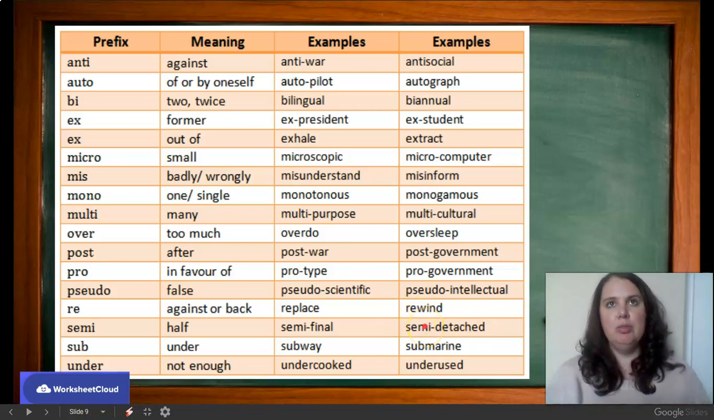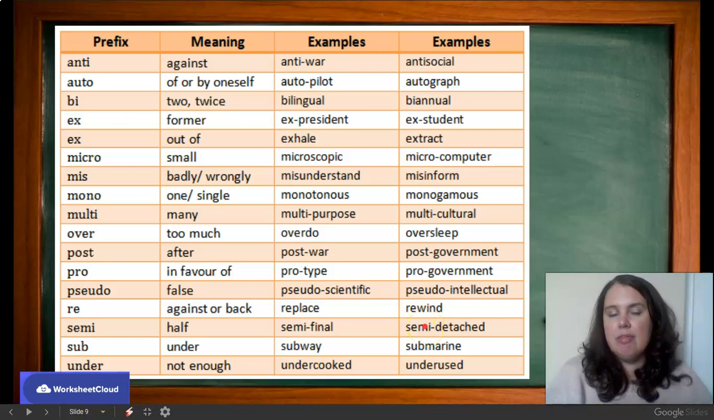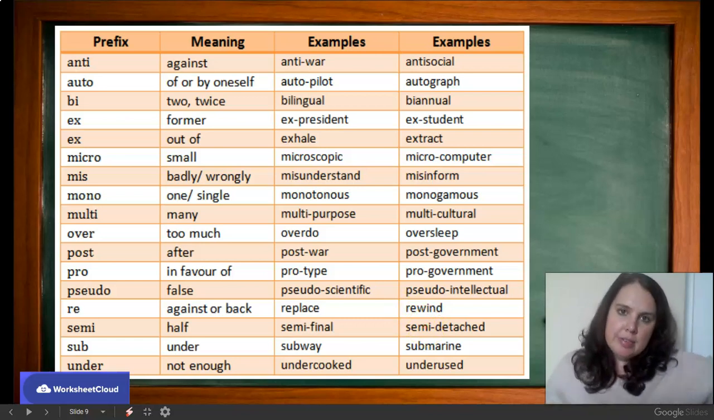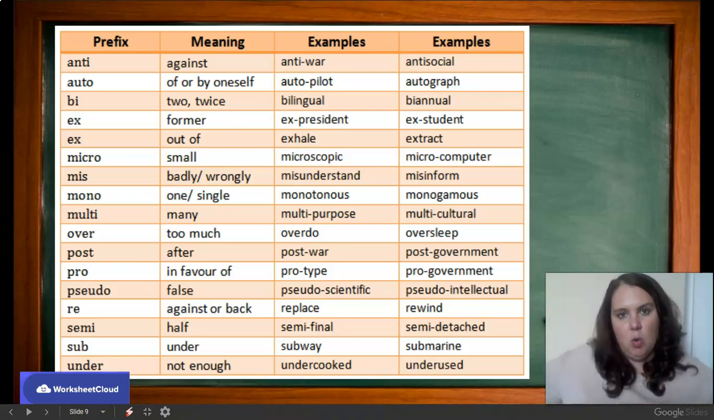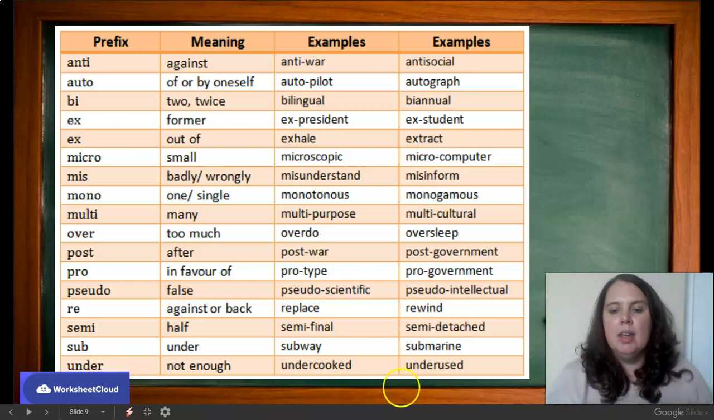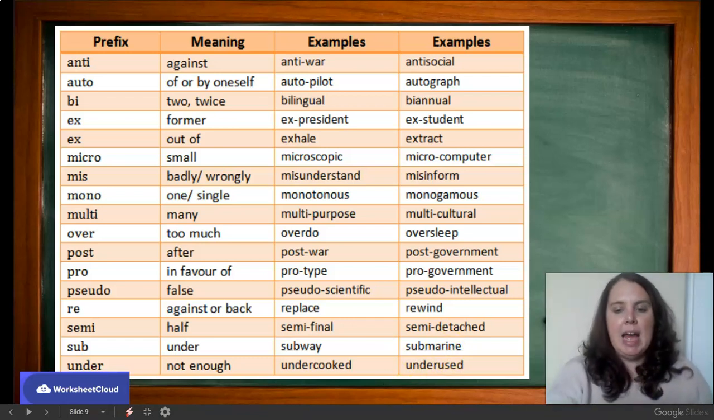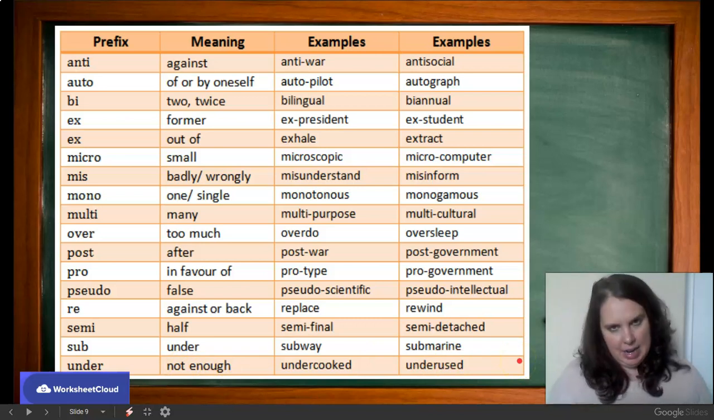Semi-detached, so if you live in a complex, a lot of the houses or the townhouses are semi-detached. A part of it will be completely alone, unattached, but you might share, let's say, a wall with your neighbor. Submarine, obviously that would mean under the sea or under the water level rather. And then underused, like I said, not enough, so you're not using it enough.